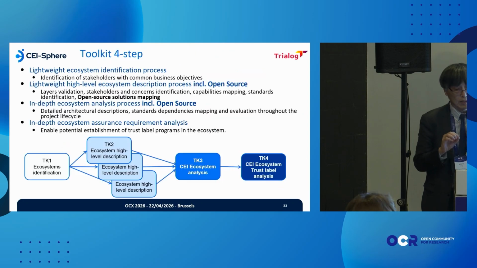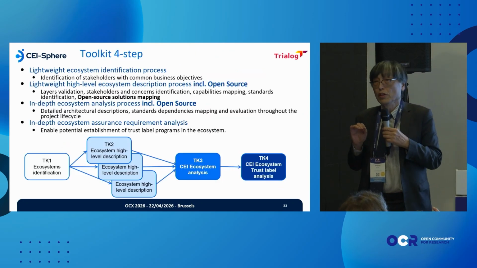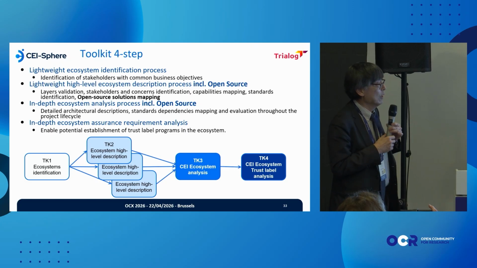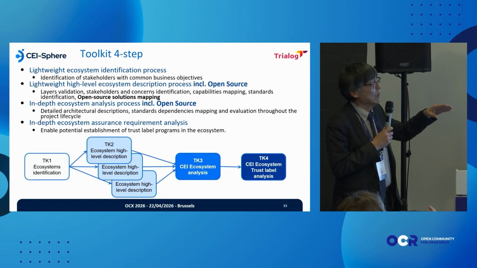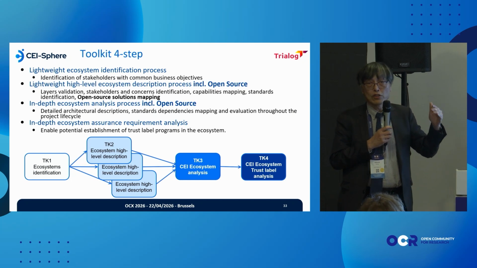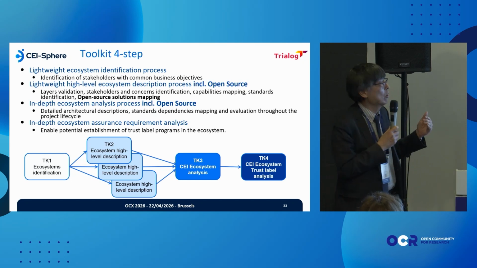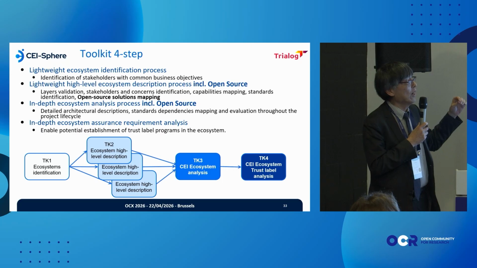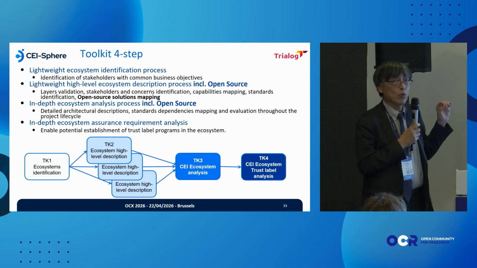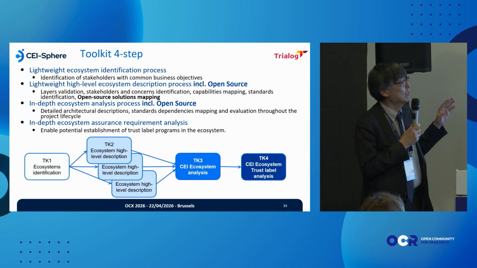In a nutshell, it has 4 steps, and we call it Toolkit 1, Toolkit 2, Toolkit 3, Toolkit 4. The first 2, Toolkit 1 and Toolkit 2, are lightweight. We do them quickly. We have a session, a discussion, we brainstorm, and we have the result. So first of all, we have to identify the ecosystem. In this ecosystem, first of all, we identify the stakeholders with their objectives. This is the most important.